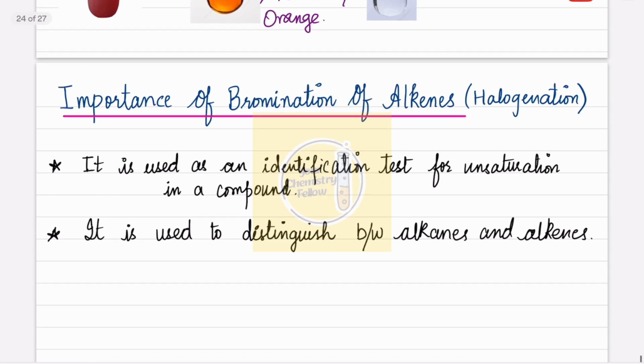Now what is the importance of bromination of alkenes? It is used as an identification test for unsaturation in a compound. This reaction is used as a test to check whether the compound consists of a double bond or not. If a compound consists of double bonds, then it will immediately decolorize the aqueous solution of bromine. If double bonds are not present, the solution remains unchanged. It is used to distinguish between alkanes and alkenes.